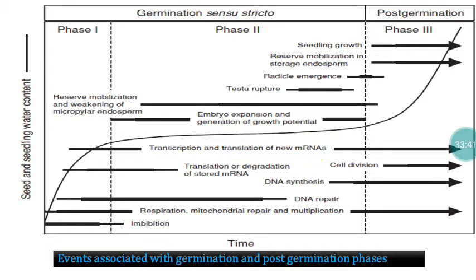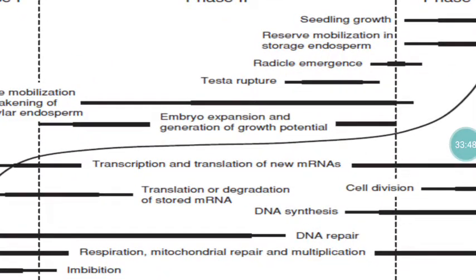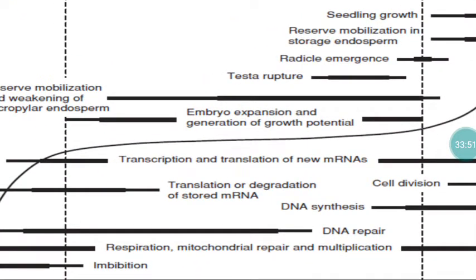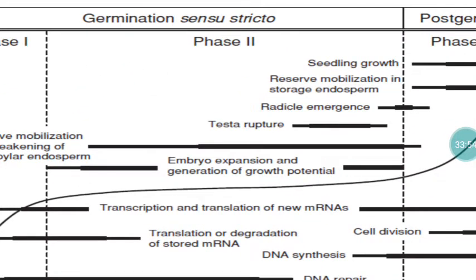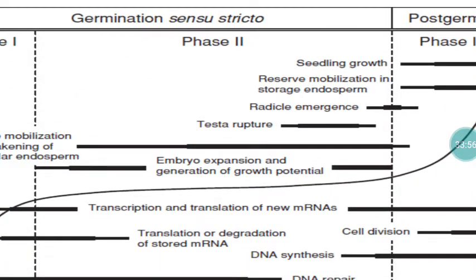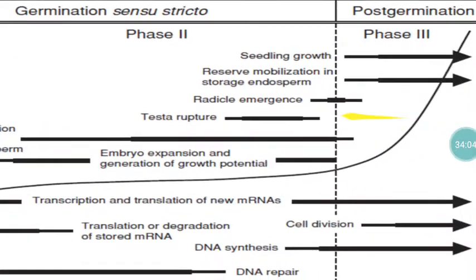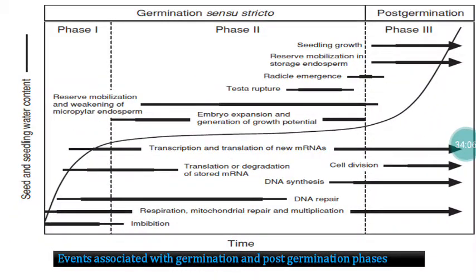So transcription of mRNA, embryo expansion is going to take place, and then rupturing of the testa and radicle emergence. The testa is the seed coat. Then radicle emergence, and reserves mobilized in the storage endosperm will be completely utilized. Finally, the seedling growth. So these are all the triphasic pattern of moisture absorption and corresponding biochemical changes associated with seed germination. Thank you very much for your attention.